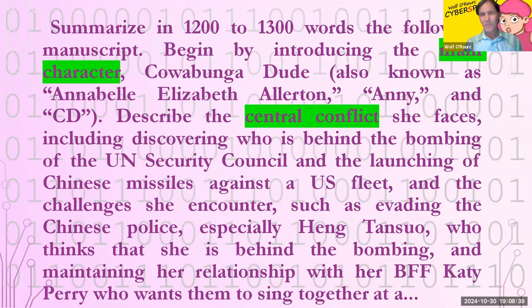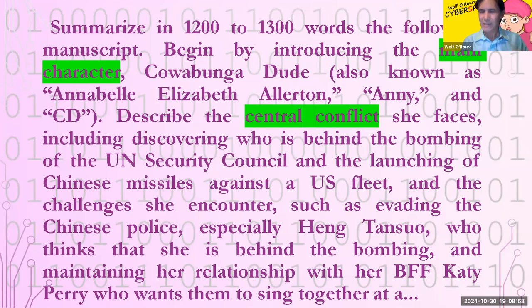So don't go off on some tangent. At one time, the villain became the main character and Cowabunga Dude became a male because the AI couldn't associate that name with Annie. So you see, you're dealing with a 5-year-old. You have to be that precise.